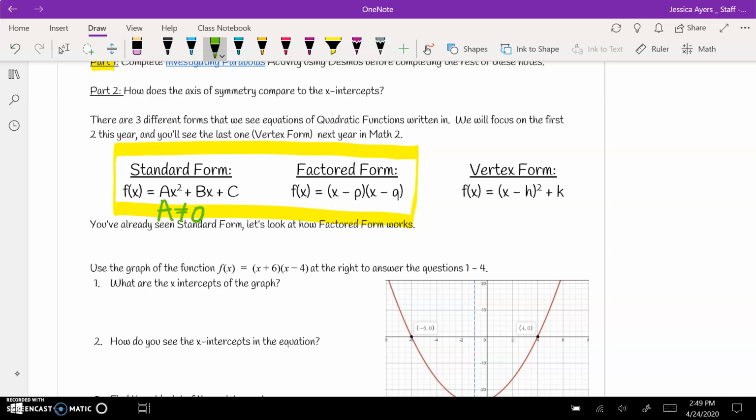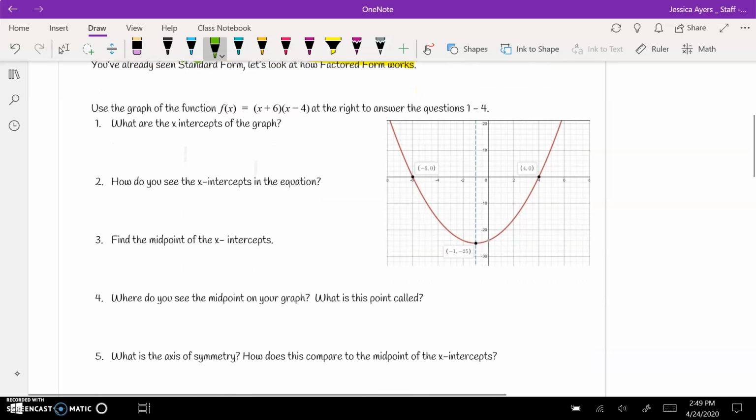Factored form is what we're about to focus on. It writes the quadratic equation into 2 different factors. What I've left off of this is that there really should be an a value there, which we'll talk about next unit. But for now, factored form is the product of 2 things, because they are the factors of standard form. They're all connected. You can get between them, and that's what you'll do in Math 2. So let's look at how factored form works.